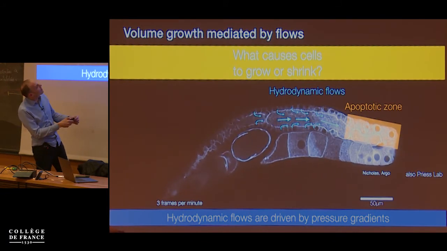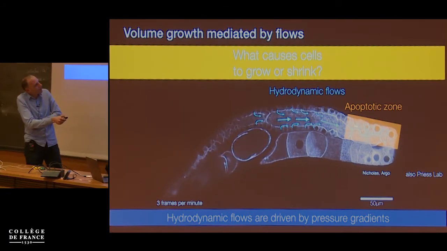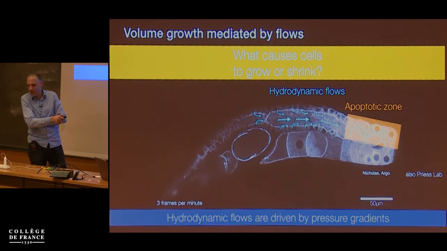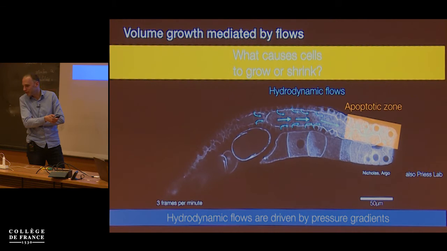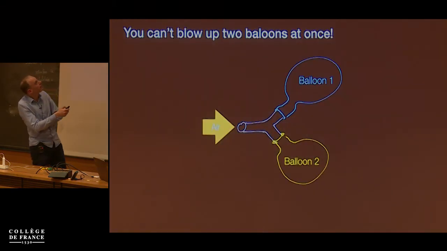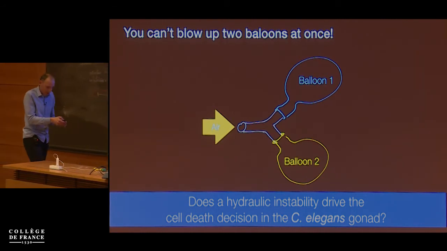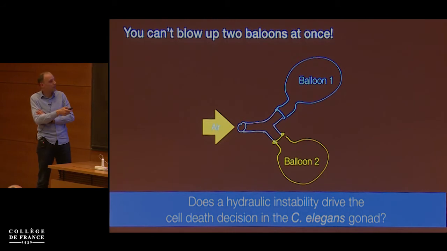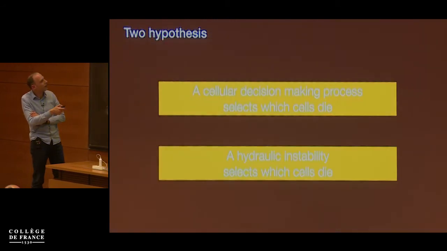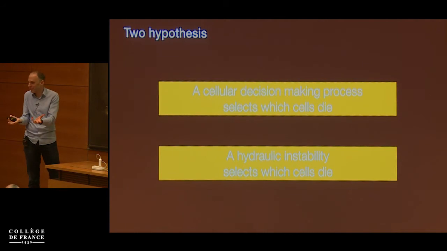All right. So we thought, well, maybe that's what's happening here. That was our starting hypothesis. Maybe once you start to inflate the cells, you can't inflate all of them at once, and there's some kind of instability. So that's the question we asked ourselves. Is there some kind of hydraulic instability, as we call it, that might be at the heart of the cell death decision-making process in the gonad? So there are two hypotheses we can oppose. It could also be a cellular decision-making process.